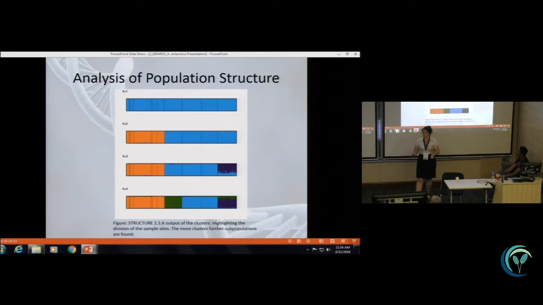Furthermore, we looked at the population structure between Western Australia and South Australia. We used the program Structure 2.3.x, and this broke it down into different clusters of genetic information. What we found is that there's a clear divide between the 12 sample sites that I had. The ones in orange are the West Australian sample sites, and the ones in blue are the South Australian sites.